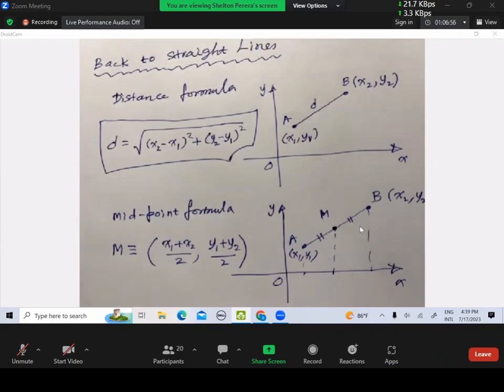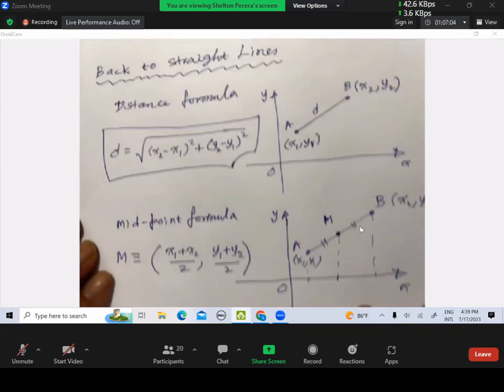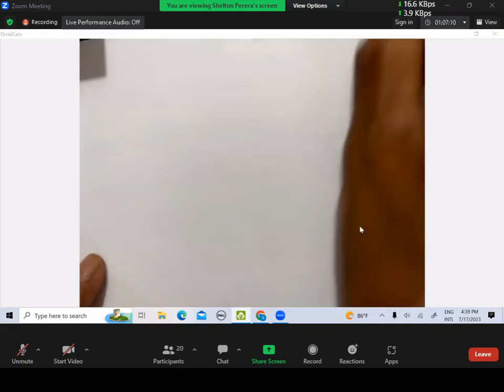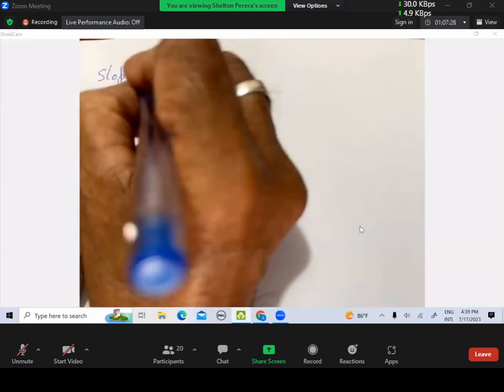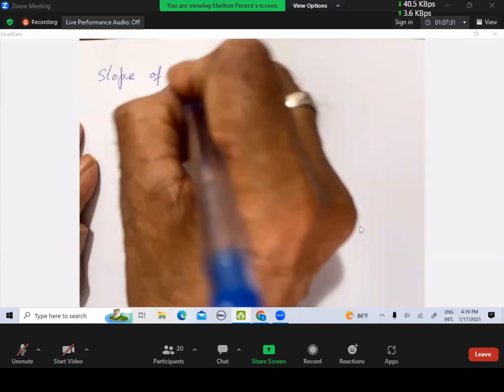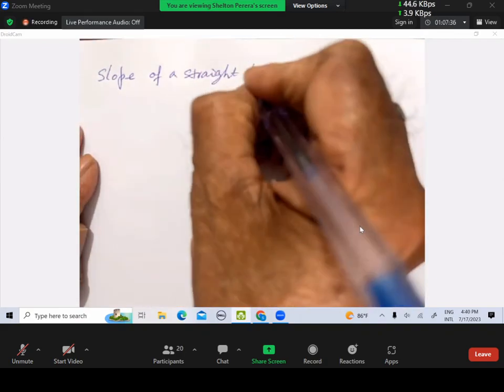It is the concept of slope. Slope, or sometimes it is also called the gradient. Slope of a straight line. That is the next topic, very important. If you don't understand, just put it in the chat and try to get it cleared. Okay? Slope of a straight line.